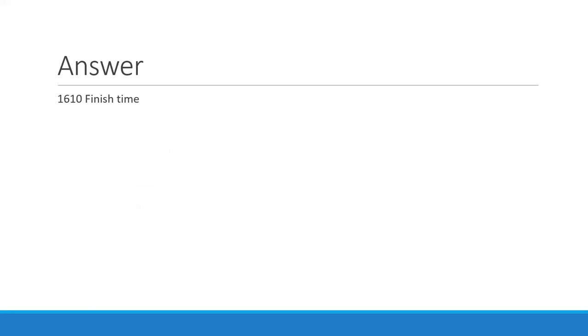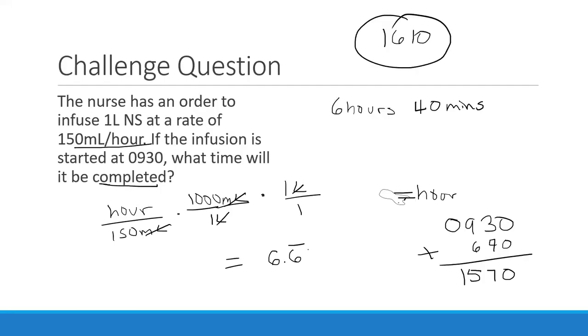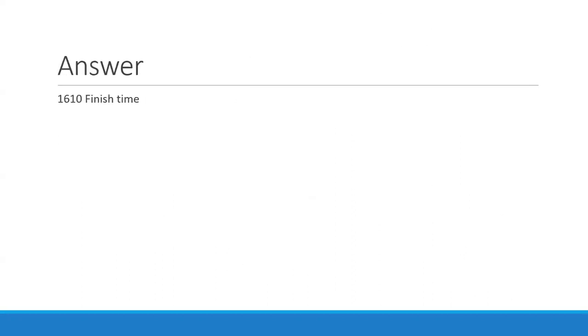So that is our finish time. And those ones are usually the ones that will be the hardest when it comes to this, is figuring out your infusion times. My suggestion is first find out your mLs per hour, and then it makes it much easier when you're trying to find out when the solution is going to be complete.